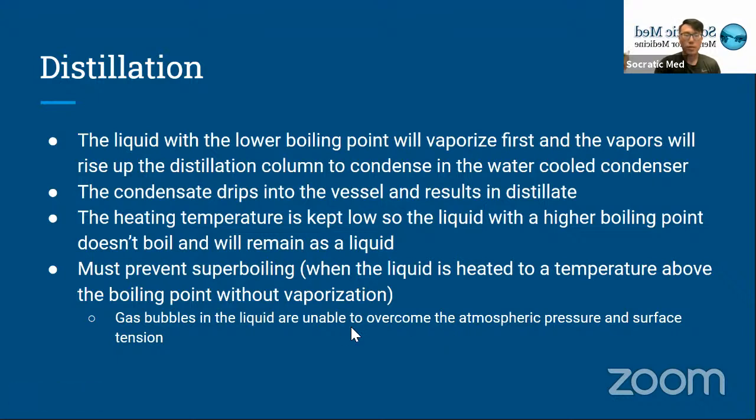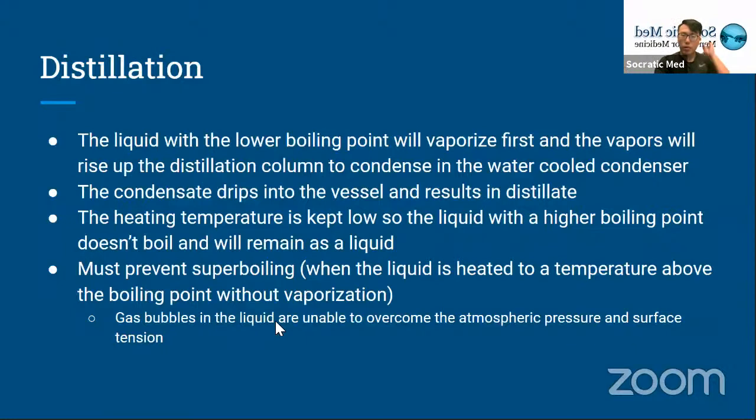So a key thing for distillation is you want to prevent superheating. This is when you heat the liquid too fast, to a temperature above the boiling point without vaporization. The temperature is heated up too fast, too high, and the liquid is above its boiling point, but nothing is boiling. This is because the gas bubbles in the liquid are unable to overcome the atmospheric pressure and surface tension. So the solution will be at its boiling point, but not boil. This is known as superheating.